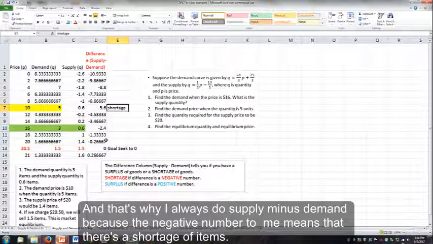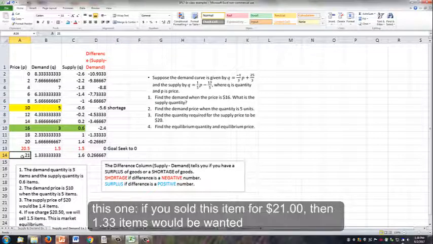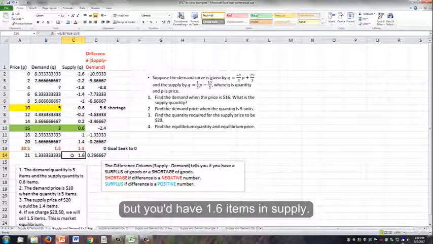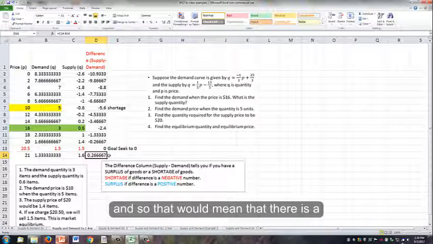of items. And then if we look, for example, at this one, if you sold this item for $21, then 1.33 items would be wanted, but you'd have 1.6 items in supply, and so the difference would be a positive 0.267, and so that would mean that there is a surplus.